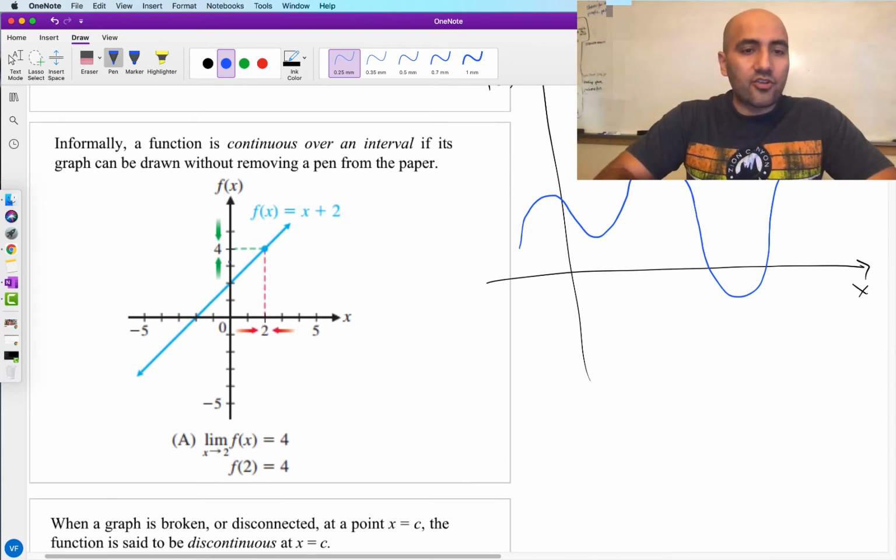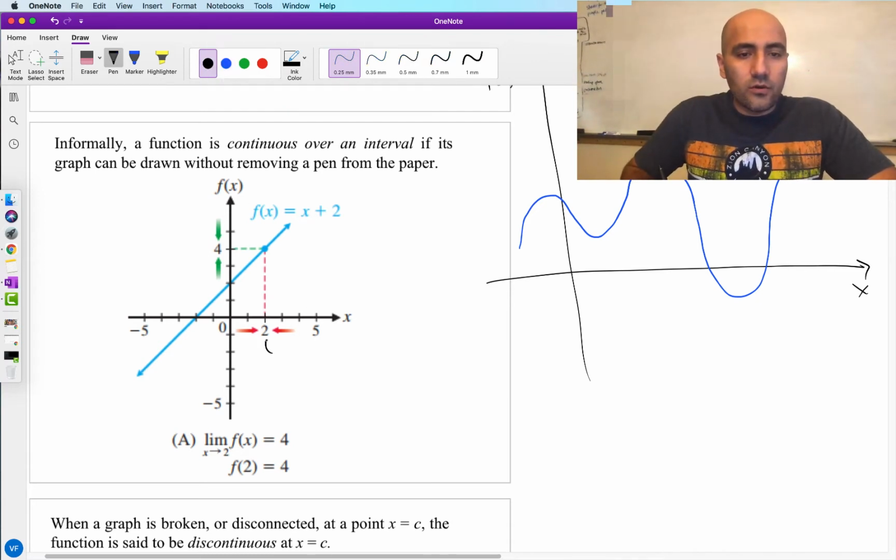So we have this function f of x. As you can see, we can just draw it without ever picking up our pencil. In particular, we would say that at x equals 2, this function is continuous, right? And you can see that the limit as x approaches 2 from either side is going to be equal to 4, and also that the function itself is equal to 4 when we evaluate it at x equals 2.